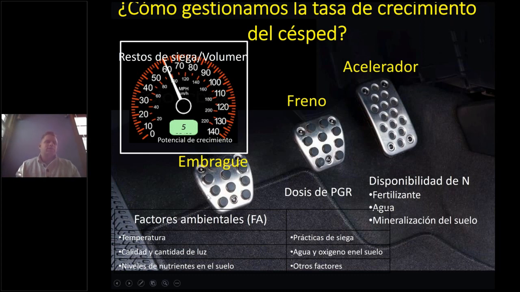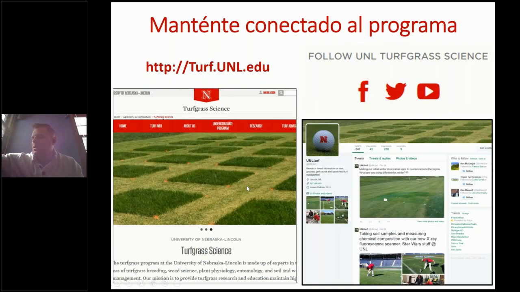And also remember that Mother Nature has a big impact on growth rate. So we're constantly trying to manipulate our accelerator and our brake pedal to keep our growth rate where we want it to be. If you're interested in learning more about our program at the University of Nebraska, we have our website, turf.unl.edu, and we have a Facebook page, and a Twitter page that I'm on is @UNLTurf.